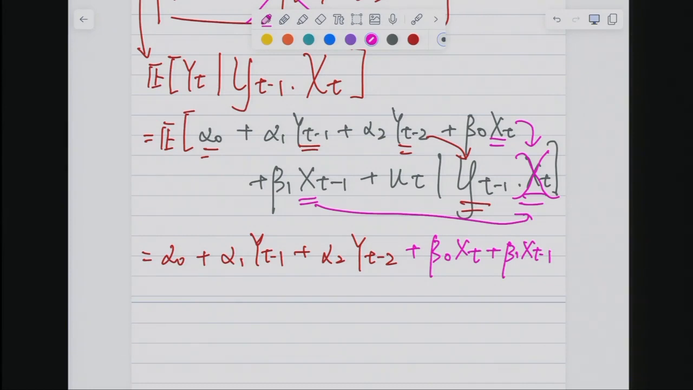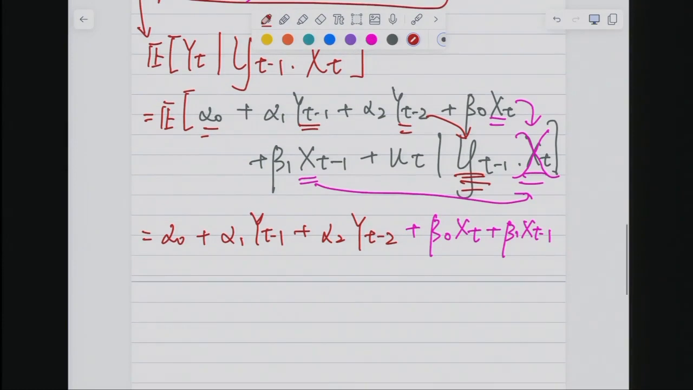So what remains is the error term, but we have just seen that it's conditional mean independent given the past of y and also the information of x up to time t. Okay, so this is the conditional expectation. The conditional expectation of y, given that it follows an ADL(2,1), incorporates 2 lags of y and just 1 lag of x.